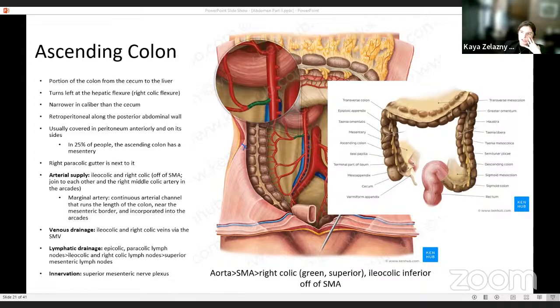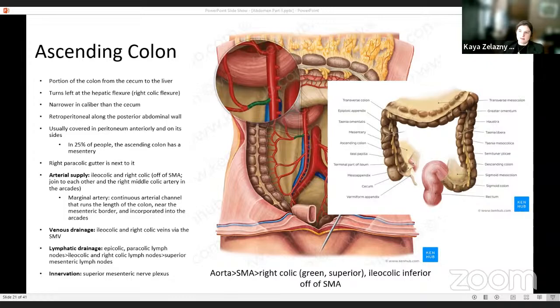Okay. And in terms of its supply, it's going to be getting arterial blood flow from branches of that ileocolic artery, as well as the right colic artery. Okay. This is coming off the superior mesenteric artery, joining right next to the right middle colic artery in the arcades. There is also a marginal artery that kind of runs along the length of the colon near its border, that kind of gets incorporated into the arcades, those loops running around. Okay. But primarily, remember, ileocolic and right colic artery.